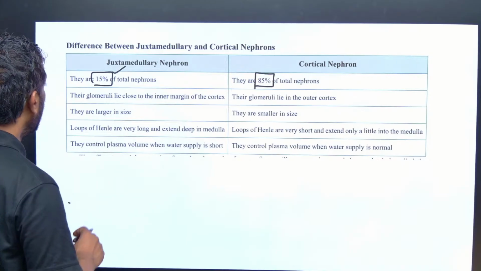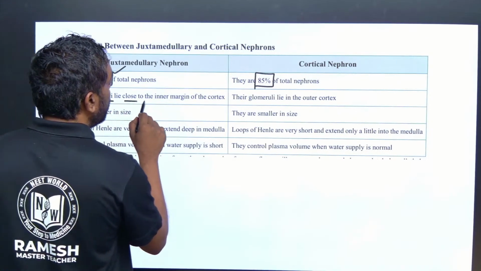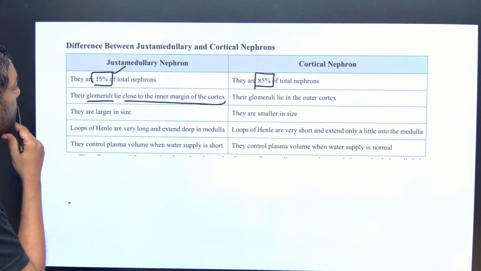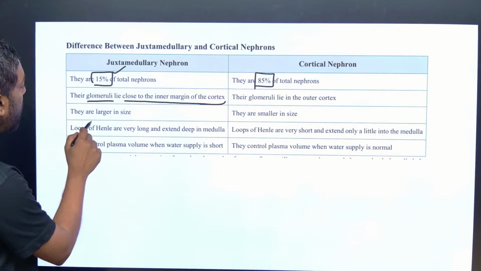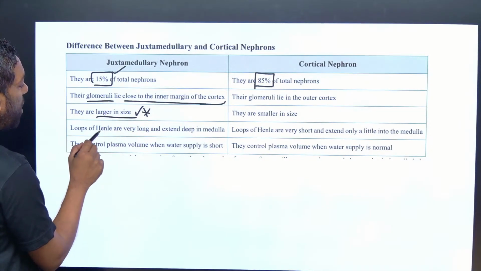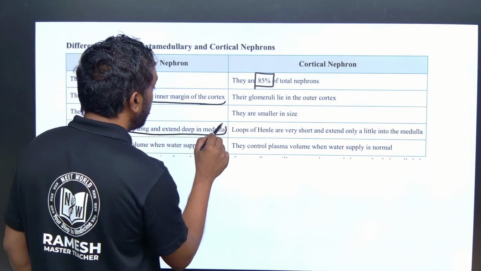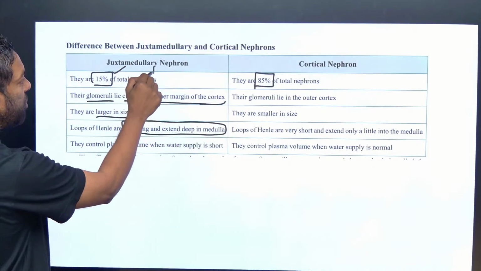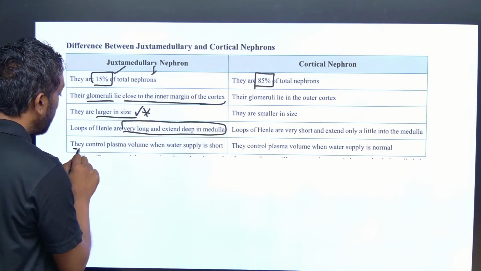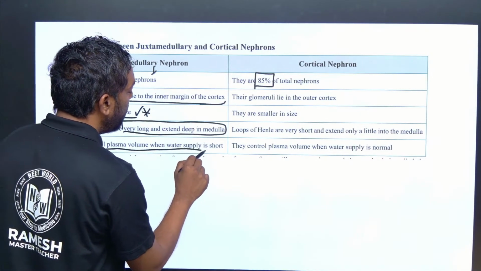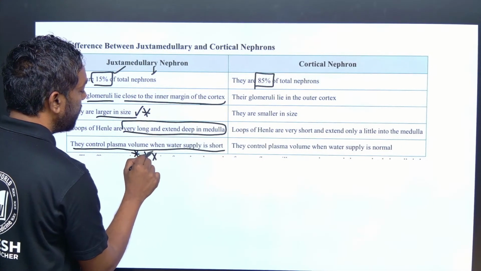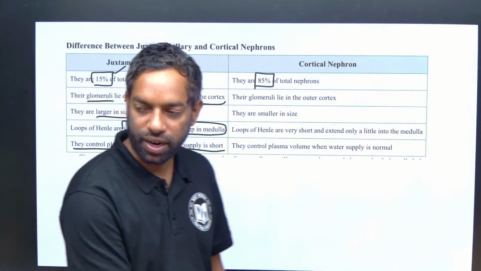Their glomeruli are close to the margin of the cortex, and of course they enter into the medulla. They are larger in size. This is important: the loop of Henle is very long and extends to the deep medulla. I am talking about juxtamedullary nephrons. They control plasma volume when water supply is short. This is the most important for NEET.